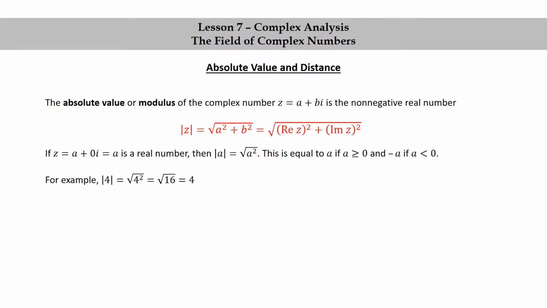For example, the absolute value of 4 is the square root of 4 squared, which is square root 16, or 4. And the absolute value of negative 4 is the square root of the square of negative 4, which again is the square root of 16, or 4. If we write that as the negative of negative 4, then we see that the absolute value of negative 4 is the negative of negative 4.